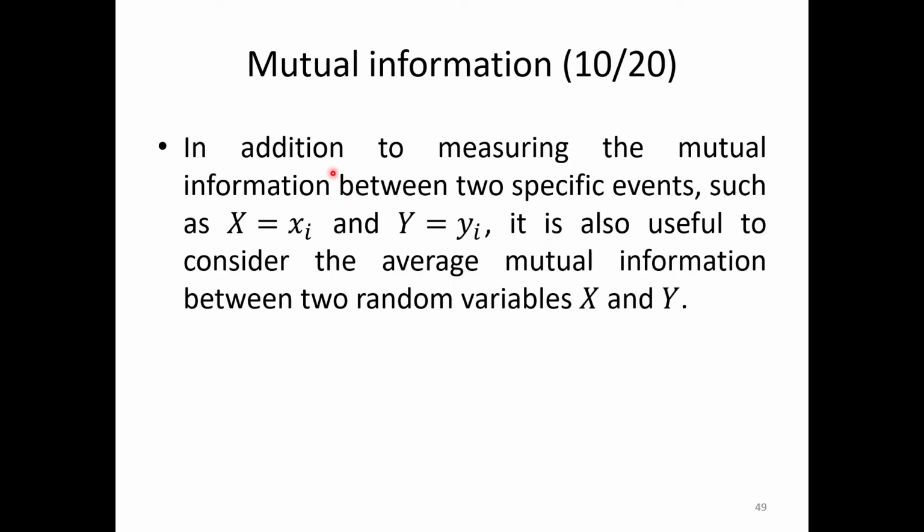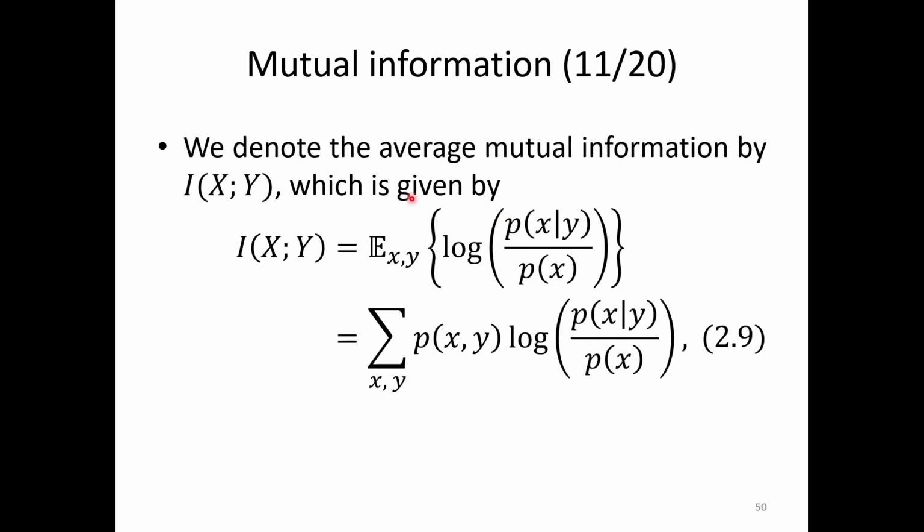In addition to measuring the mutual information between two specific events, such as X equal to x_i and Y equal to y_i, it is also useful to consider the average mutual information between two random variables, capital X and capital Y. We denote the average mutual information by I(X; Y), which is given by the expectation of log P(x given y) over P(x) with respect to the joint distribution of x and y.